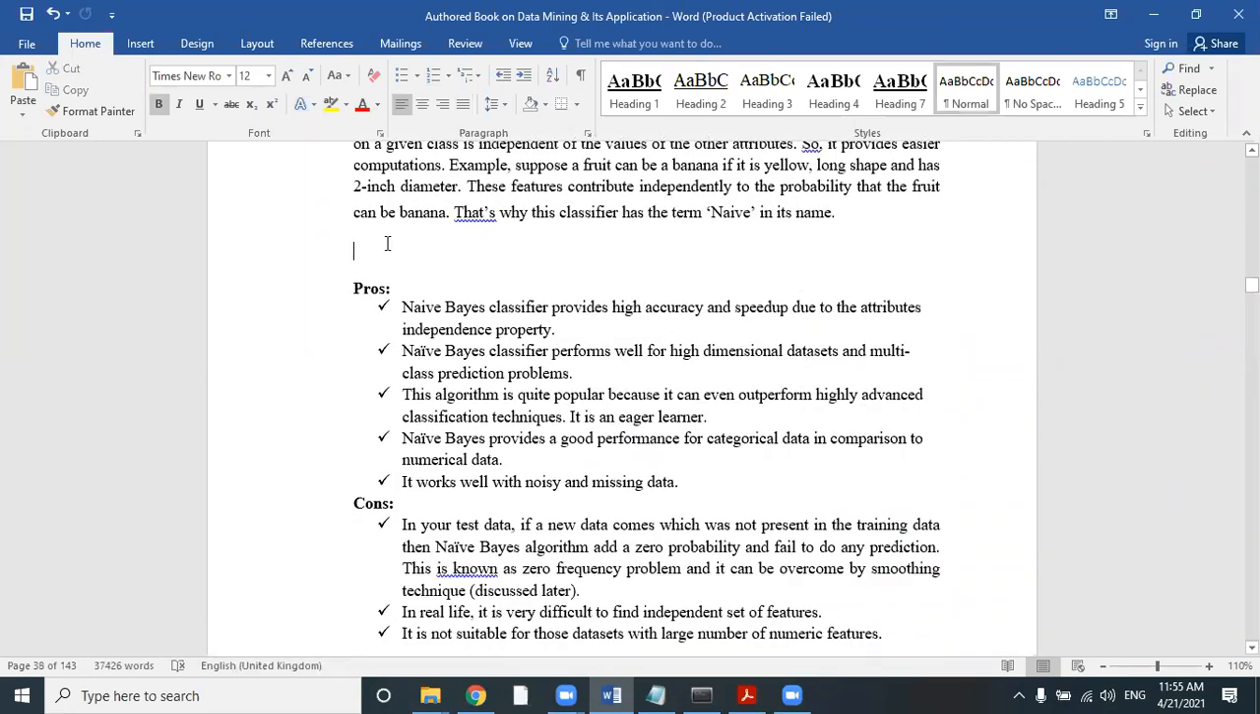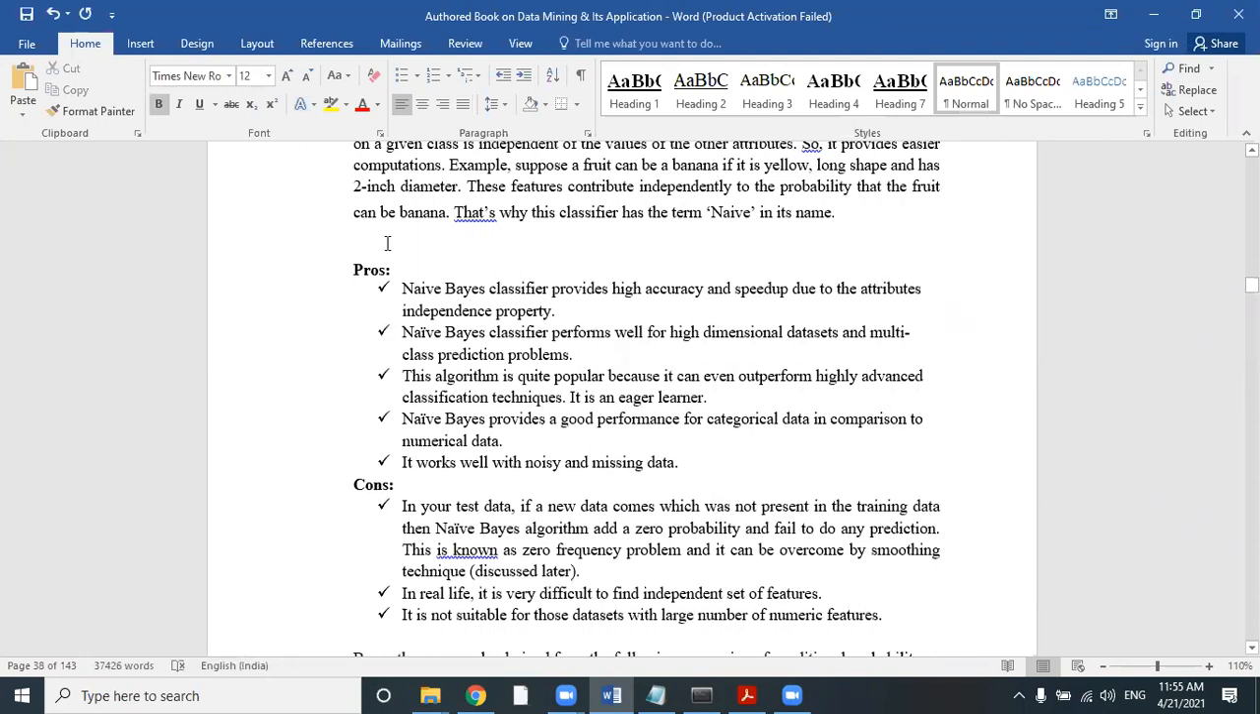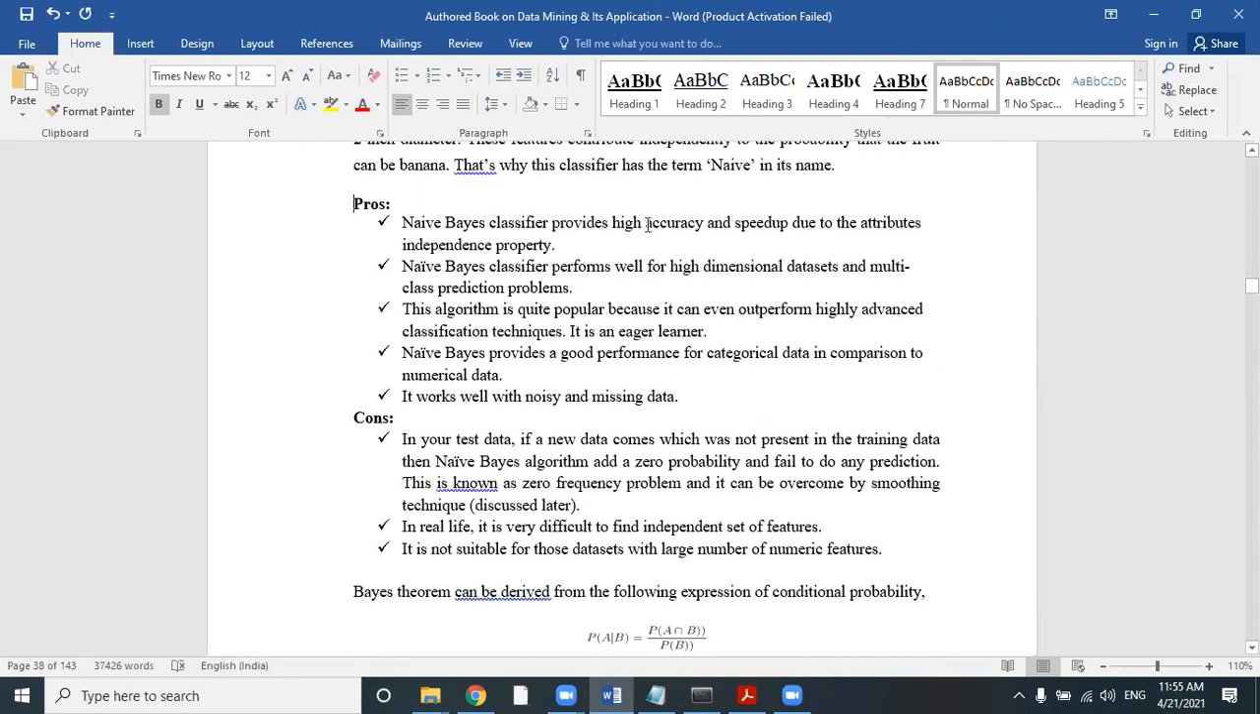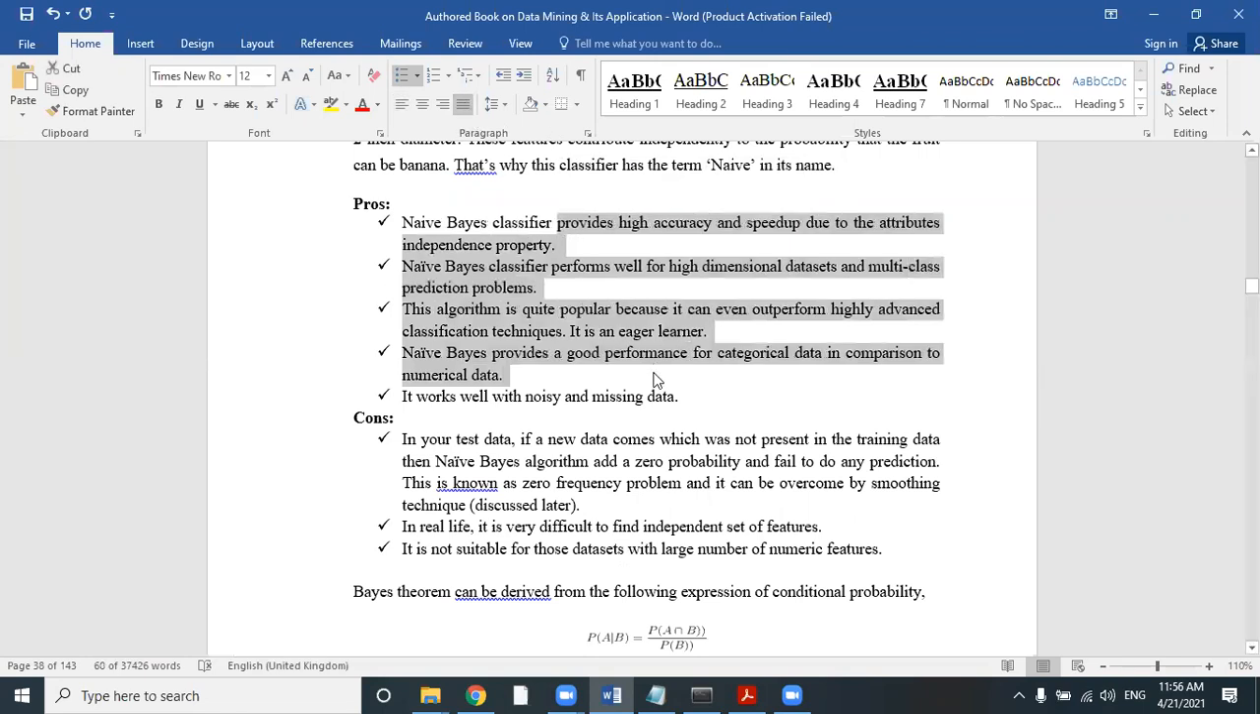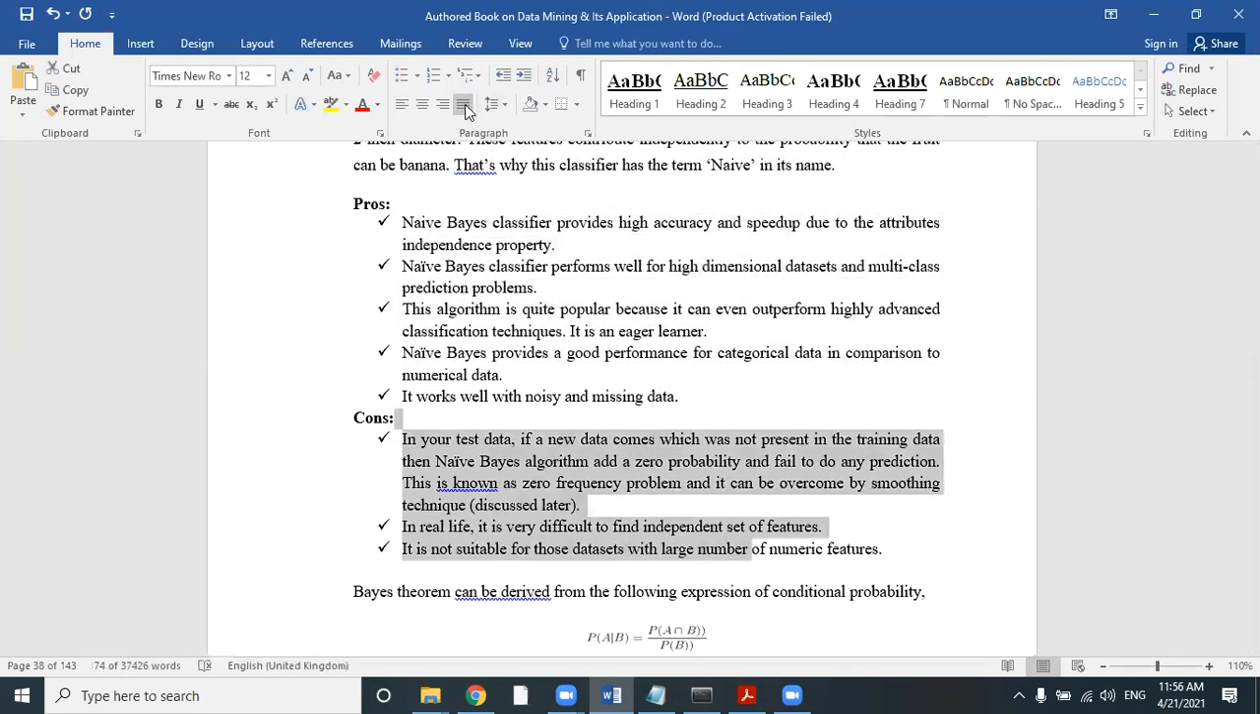Now these are the pros and cons of the naive Bayes algorithm. The naive Bayes classifier provides high accuracy and speed due to the attribute independence property. Because of this naive property, it becomes a faster classifier and provides high accuracy. Second advantage, naive Bayes performs well for high dimensional data sets and multi-class prediction problems.